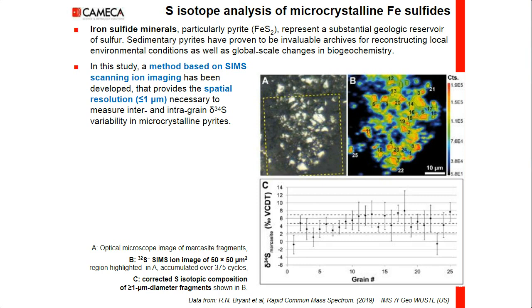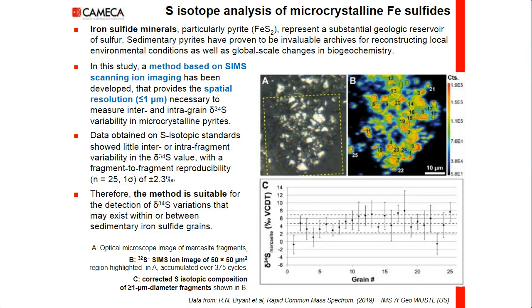The data obtained on sulfur isotopic standards showed little inter- or intra-fragment variability in the delta 34 sulfur value, with a fragment-to-fragment reproducibility of plus or minus 2.3 per mil. Therefore, the method is suitable for the detection of delta 34 sulfur variations that may exist within or between sedimentary iron sulfide grains.